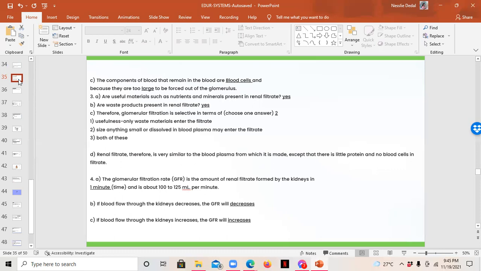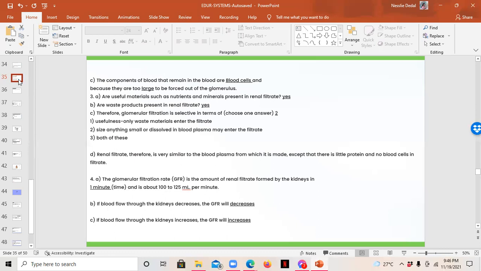1. Usefulness: only waste materials enter the filtrate. 2. Size: anything small or dissolved in blood plasma may enter the filtrate. 3. Both of these. Letter D. Renal filtrate, therefore, is very similar to the blood plasma from which it is made, except that there is a little protein and no blood cells in the filtrate.